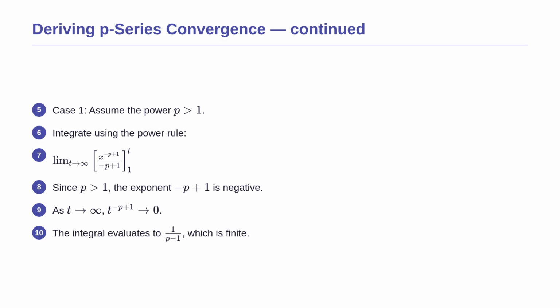For our first case, let us assume the power p is strictly greater than 1. When we integrate x to the negative p, we add 1 to the exponent and divide by that new exponent. Because p is greater than 1, the new exponent, negative p plus 1, is actually a negative number. As we plug in the upper limit t and let it grow to infinity, t raised to a negative power shrinks all the way down to 0. This leaves us with only the lower limit evaluated at 1, which simplifies to the finite number 1 divided by p minus 1. Since the integral is finite, the series converges whenever p is greater than 1.